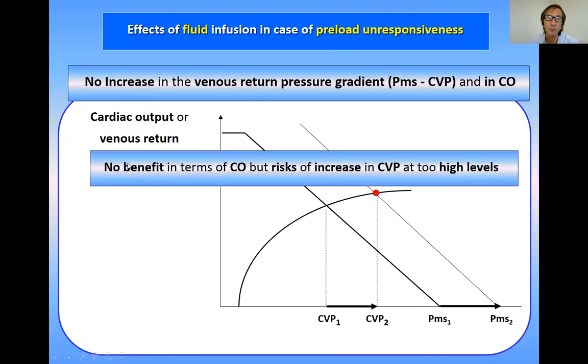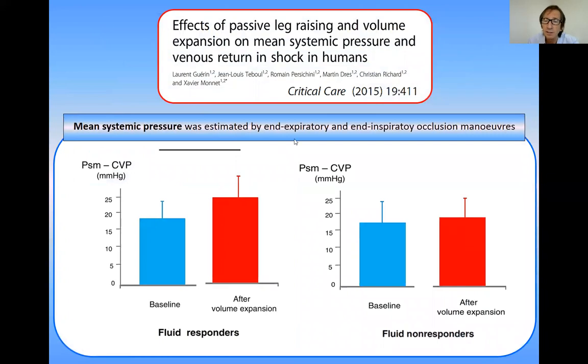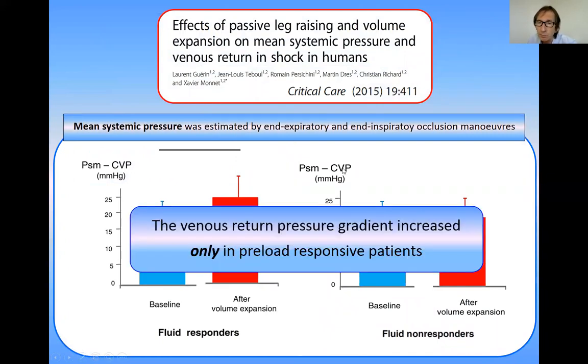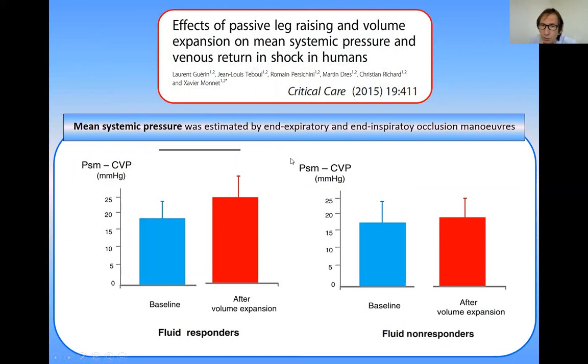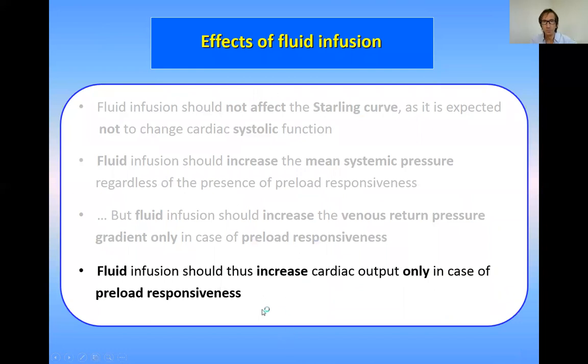In this case, we have no benefit in terms of cardiac output, but risk of increase in CVP at too high levels, with some consequences on the kidney function, on the liver function, etc. And this is what we found in this study. We found that in fluid non-responders, we had no change in the venous return pressure gradients, which finally increases only in preload responsive patients. So fluid infusion should increase cardiac output only in case of preload responsiveness.